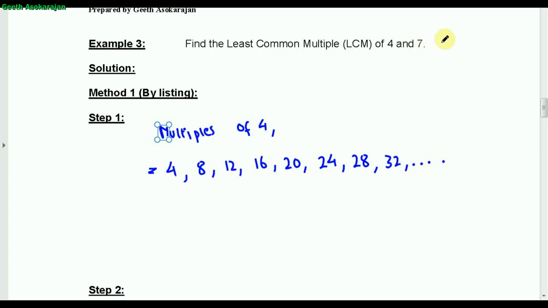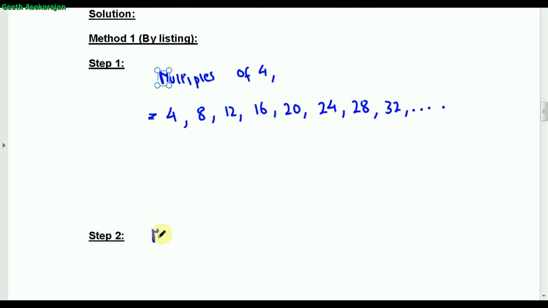And let's do the same with 7. So multiples of 7. Going through the 7 times table, 7 times 1 is 7, 7 times 2 is 14, 7 times 3 is 21, 7 times 4 is 28, 7 times 5, 35. Let's stop there for now.